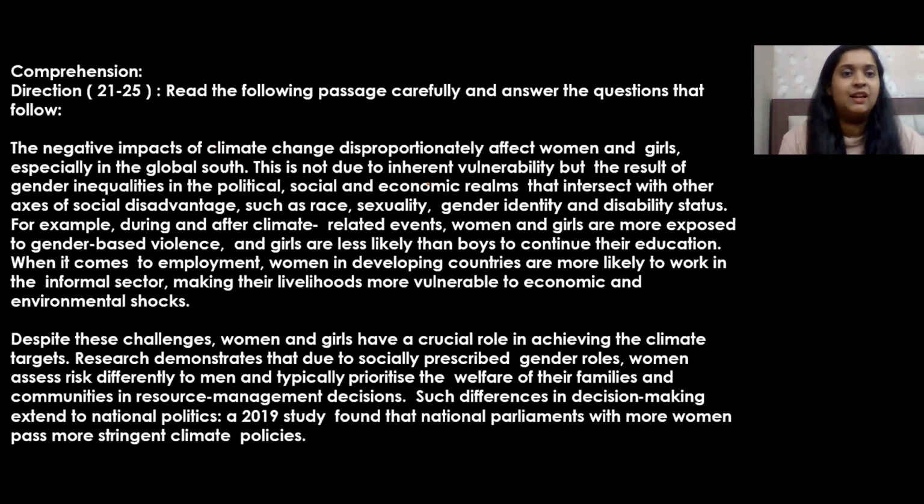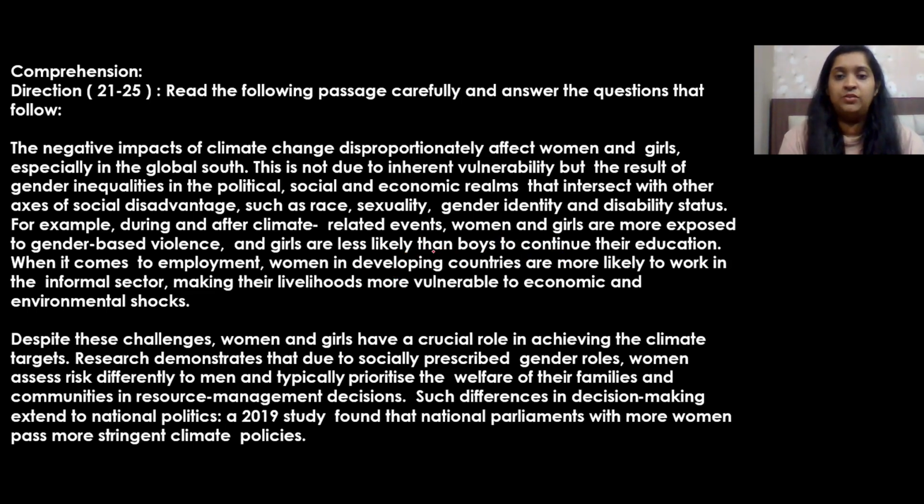All right, let's take a quick glance at the passage. So, the negative impacts of climate change disproportionately affect women and girls, especially in the global south. This is not due to inherent vulnerability, but the result of gender inequalities in the political, social, and economic realms that intersect with other axes of social disadvantage, such as race, sexuality, gender identity, and disability status. For example, during and after climate related events, women and girls are more exposed to gender based violence, and girls are less likely than boys to continue their education.